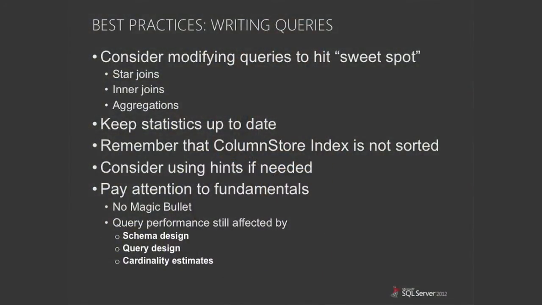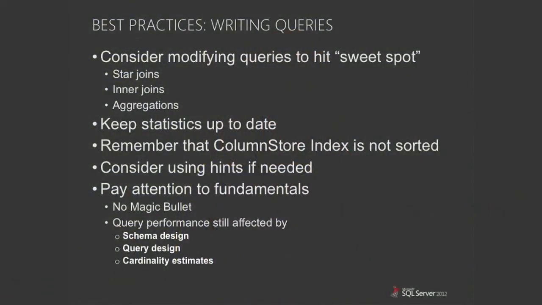Now you also want to make sure that you keep your statistics up to date, because the optimizer uses statistics on the table on which the ColumnStore index is created, just like it uses statistics to optimize other types of queries. And you'll get better query plans if your statistics are kept up to date. Now, as I mentioned, SQL Server determines the way to sort the ColumnStore index internally to get the best compression. And that means you won't get sorted data the way you can get from a B-tree index. So you might see an extra sort in your query plan if you need sorted data.